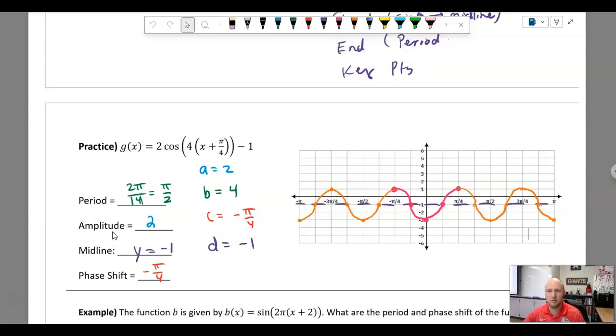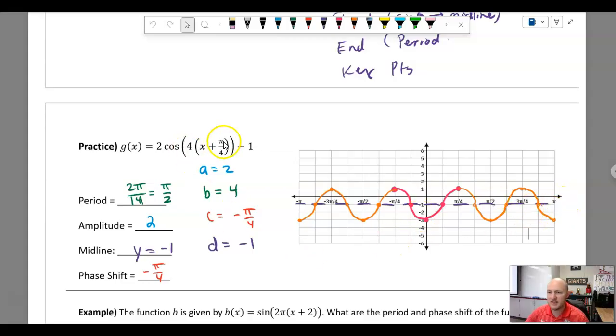But just to remind you, a sinusoidal function has parameters A, B, C, and D, and they do different things. The A value will affect the amplitude here. So your A value is 2. You can see how we go up from our midline 2 units and down 2 units to the minimum from your midline. Your midline is determined from your D value. D is -1, so y equals -1. That's our midline, so that's why our graph's shifted down 1.